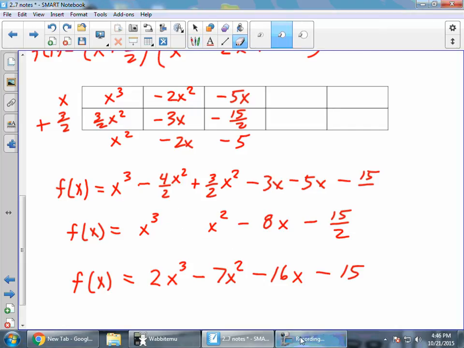So this was negative 4x squared, and positive 3x squared is just negative 1x squared. That's a negative 1/2 x squared.